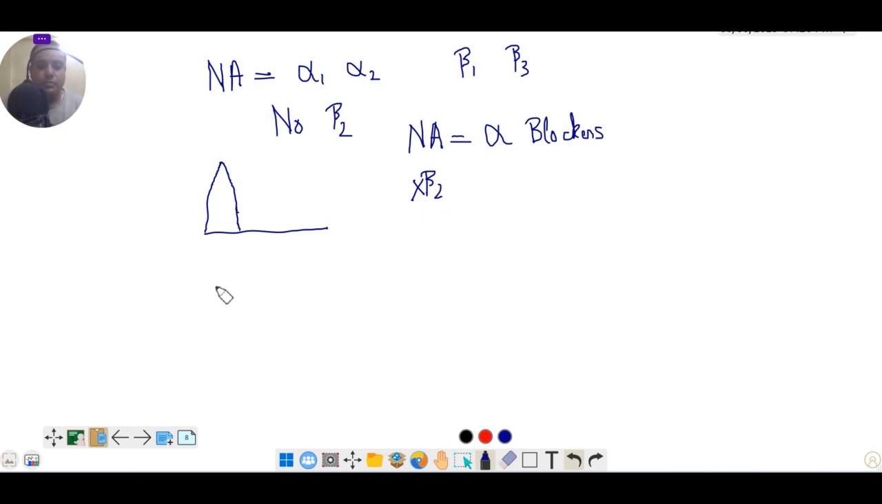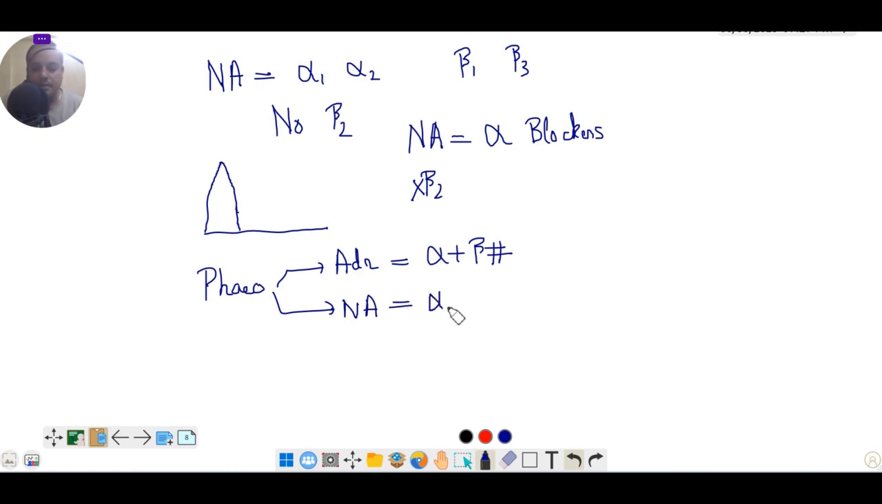So students, please remember, for pheochromocytoma, if it is an adrenaline secreting tumor, you can give alpha plus beta blocker to counteract the hypertension. If it is a noradrenaline secreting tumor, only in that case you can give an alpha blocker alone.